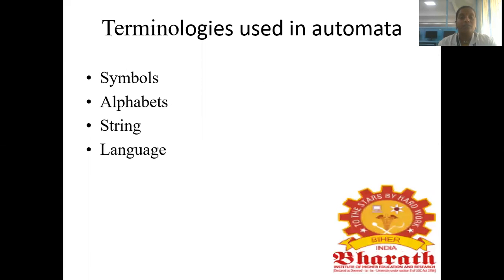Next, there are many terminologies used in automata. The terminologies used for automata machines are: first, symbols; second, alphabets; third, strings; fourth, language.